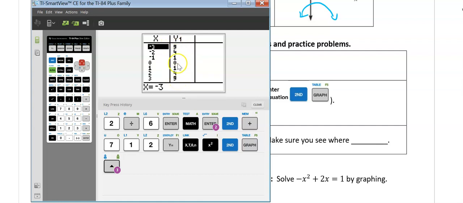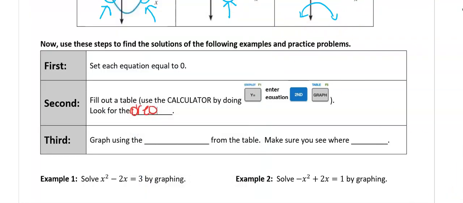So you look for where it repeats to give you that curve, because all quadratic equations are curves. You're going to graph using the points from the table, and make sure you see where y equals 0 or where it might equal 0. It's not always going to be perfect. And don't forget, a point is x comma y. So you're just going to take the points from the table and plot them on the graph.